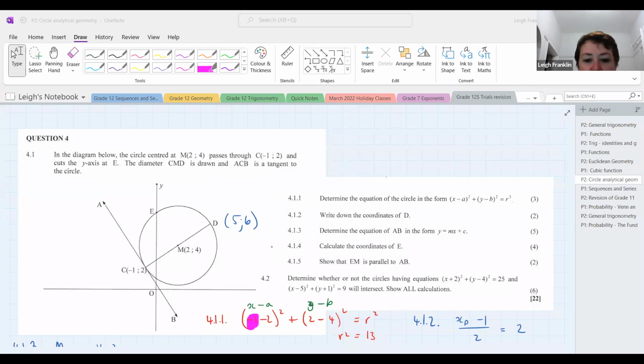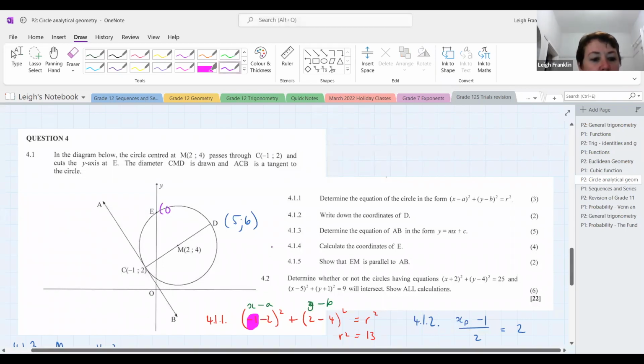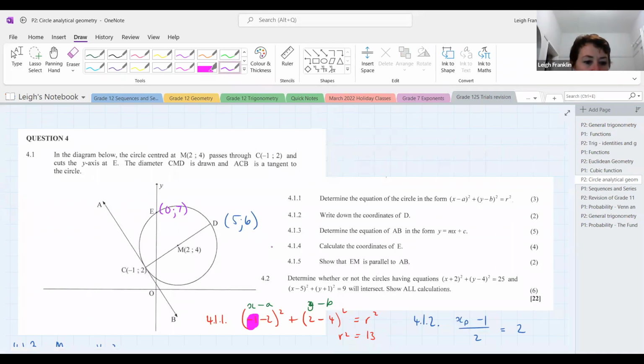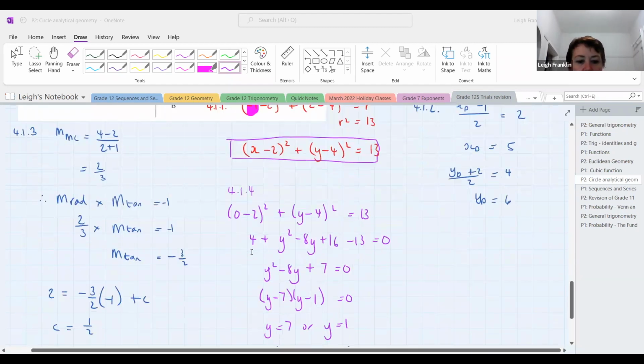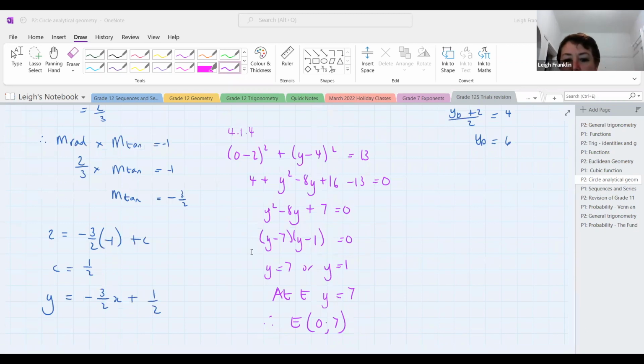All right, so if they want us to show that it's parallel, it means that we need to work out the what of EM. What are we calculating about EM to show that it's parallel to AB? Exactly, Alrina and Kanyesile and Hope. Yes. Okay, so the gradient. So the gradient of EM, last question here.